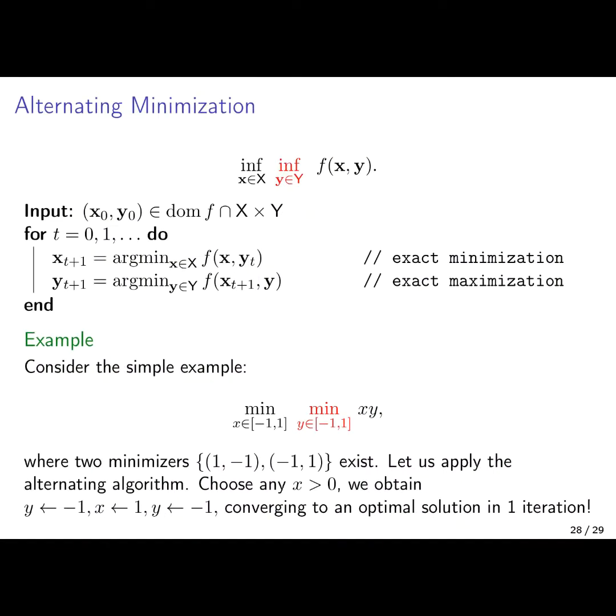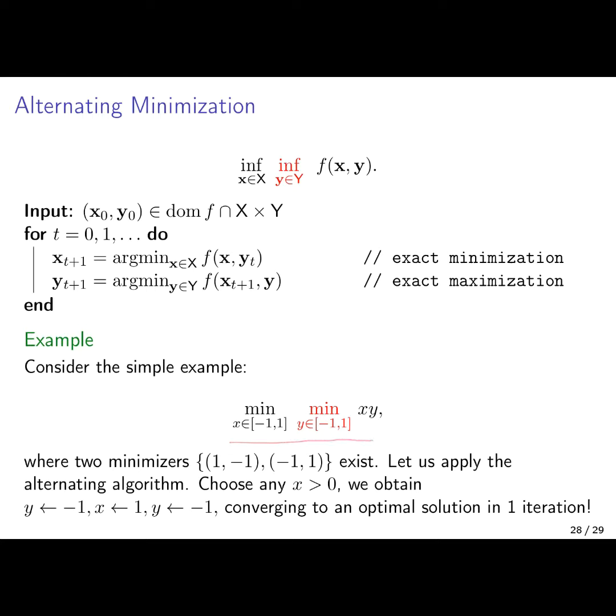All right, so there's also another algorithm that we're going to analyze. This is called alternating. So this is for the problem where you have a minimization over x and a minimization over y. And the algorithm works again extremely simple. You fix y, you try to find the optimal value for x, and then you fix x, you try to find the optimal value for y. Okay, it's extremely simple. So now I'll give you an example here.